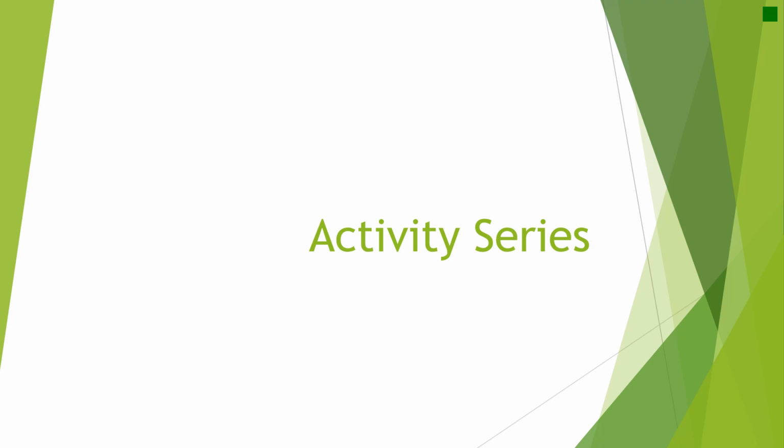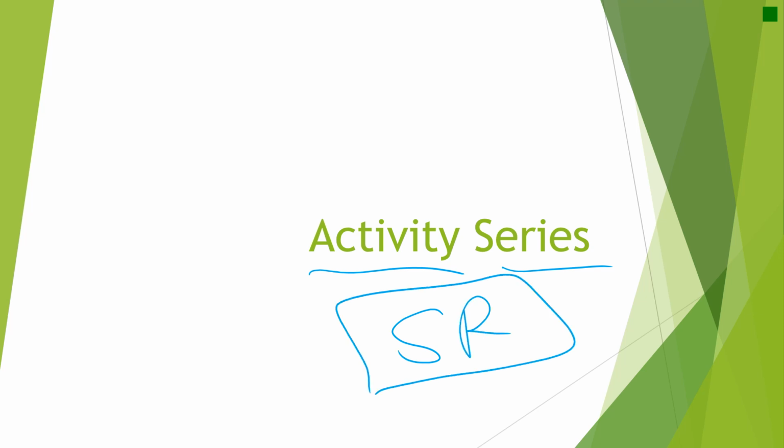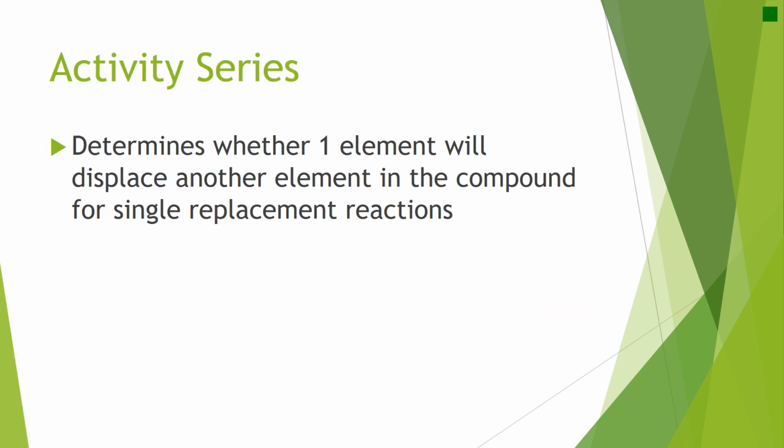All right, what we're going to be focusing on tonight is something called the activity series. The activity series is a special list of elements in order for single replacement reactions only. So this is a chart that you are only going to use for single replacement reactions. So what is it? It really determines whether one element will be able to displace or kick out an element that's in the compound for a single replacement reaction.